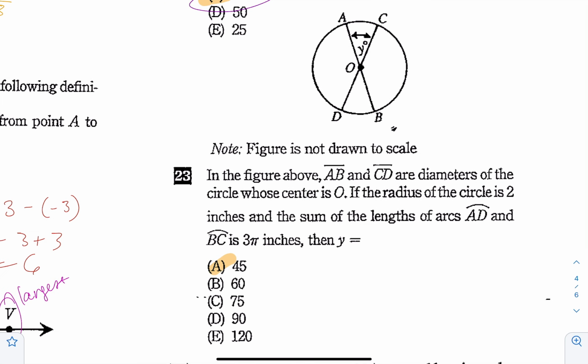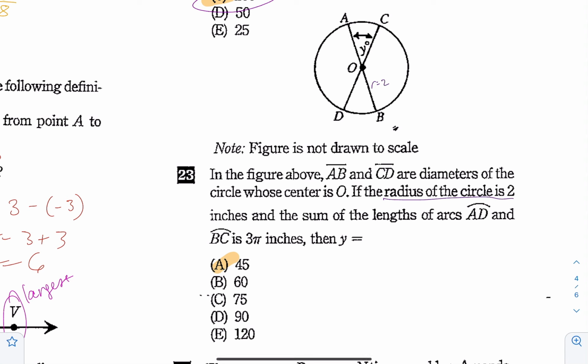Next, for number 23, you have the figure, and this figure is not drawn to scale. In the figure above, AB and CD are diameters of the circle whose center is O. The radius of the circle is 2 inches, and the sum of the lengths of the arcs AD and BC is 3 pi. Then y is equal to. So here the radius of the circle is 2, and we have arc length. And arc length is just a piece of the circumference.